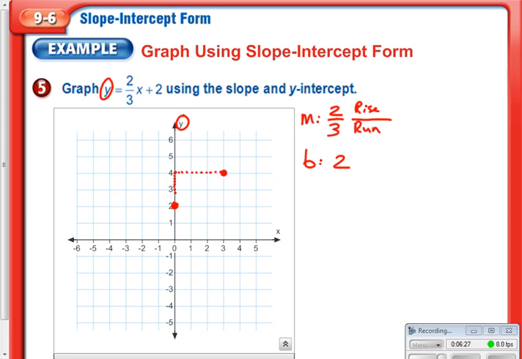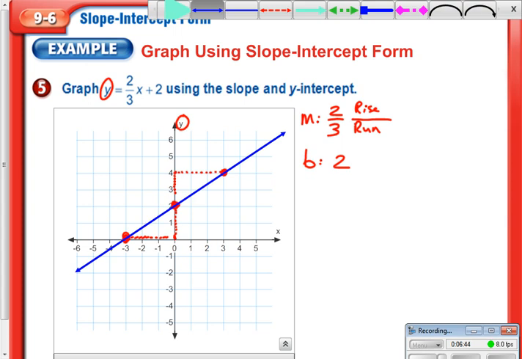I could also go down 2 because it's the same up and down. There's a rise, and I could go over 3 and put a plot. So I'd actually have these 3 plots in line, and then I could go ahead and use a straight edge to construct this linear line. And that's how I would graph using the slope-intercept form of graphing.